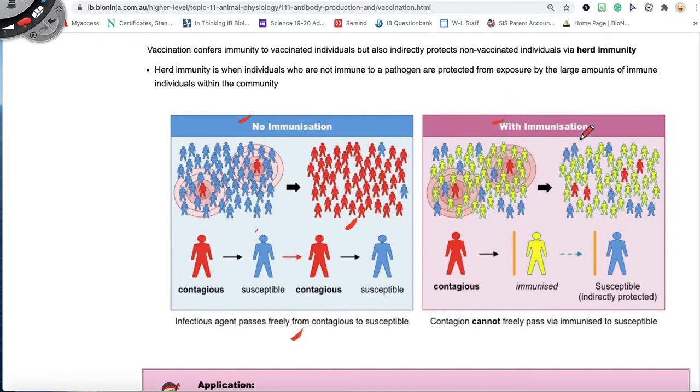But when the majority of people are immunized, this is what we see: herd immunity. We see that the contagion or the virus cannot pass freely via the immunized people. Here we see the immunized people in yellow, the contagious people, and then in blue the susceptible. Those people that are immunized are providing a blockage of that virus passing from one person to another. So the susceptible people are indirectly protected by the people who are immunized.